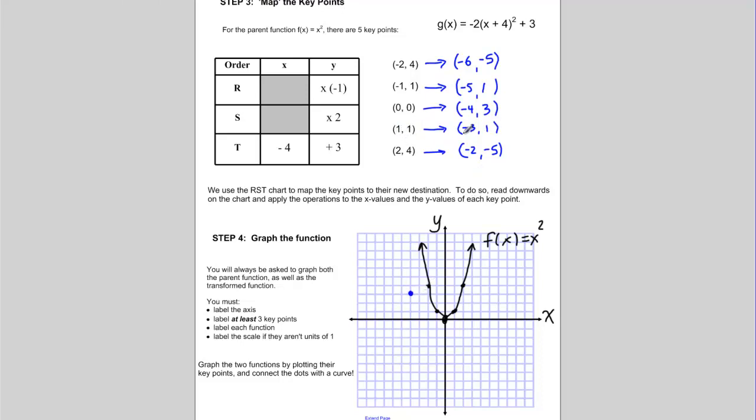1, 1 is now transformed to negative 3, 1. So 1, 2, 3, and then up 1. And then 2, 4 was transformed to negative 2, negative 5. So negative 2, 1, 2, 3, 4, 5 down. The other side, of course, is symmetrical, so I'm going to get a point here, and then a point right here. And you can verify that these are the same points that we drew up there.